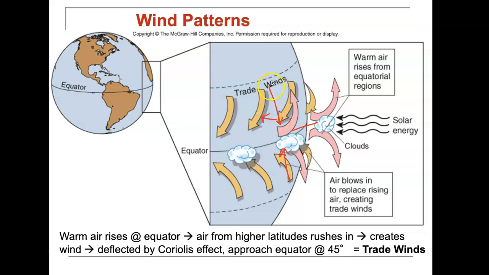And that's why your winds, instead of coming straight in, are going to be arced like this, to the right in the northern hemisphere. And here you can see it's going to be moved towards the left in the southern hemisphere. And this is what creates your major trade winds. Our major wind patterns come from the fact that the winds are deflected by the Coriolis effect as they approach the equator at about a 45-degree angle, moved towards the right in the northern hemisphere and the left in the southern hemisphere.